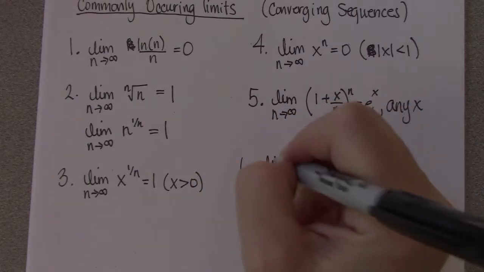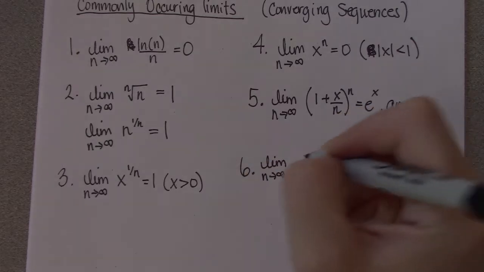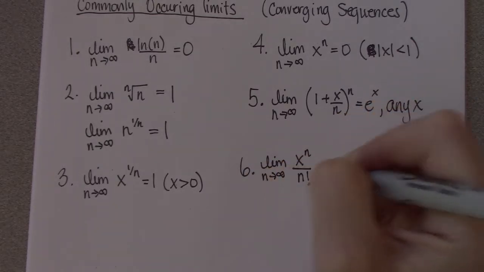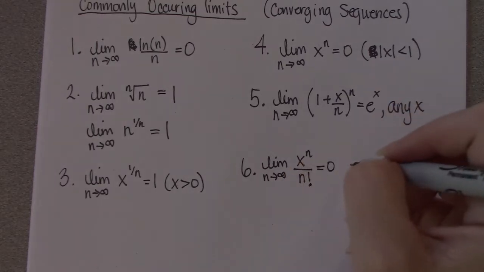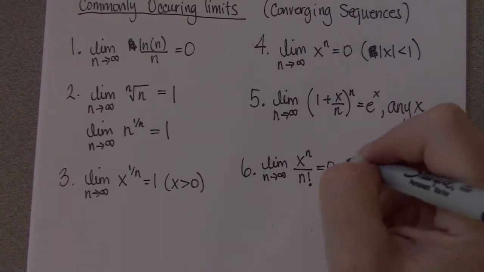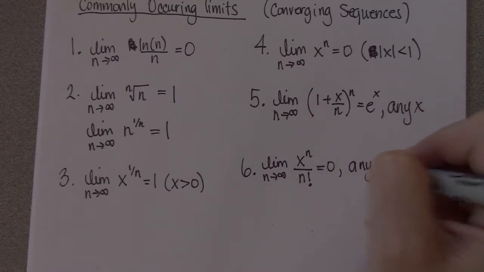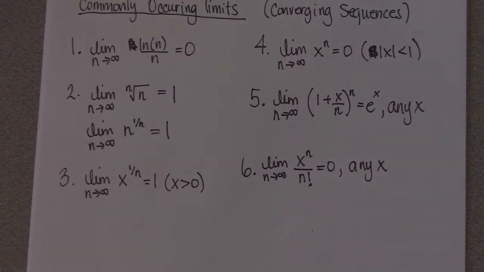And then we just saw when we compared factorials to exponentials that a factorial, right, dominates an exponential. So as long as the factorial is in the denominator, right, this limit will be 0. And this is also true for any value of x.